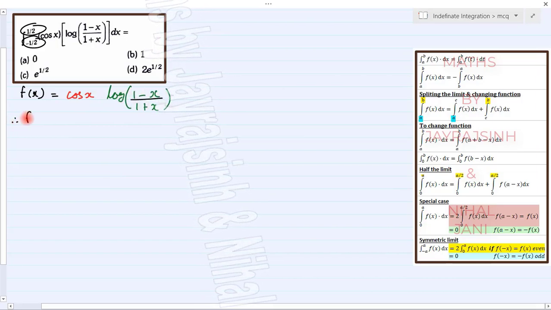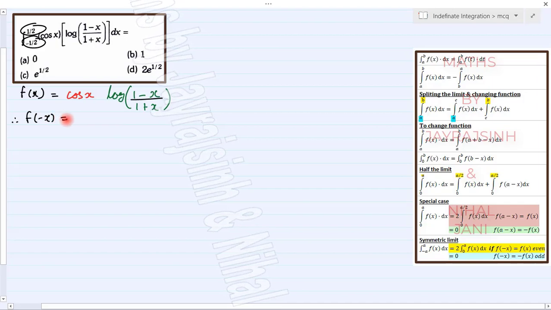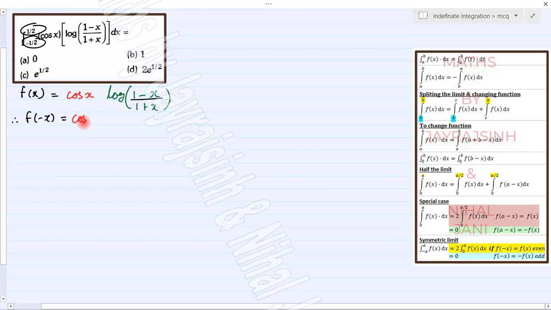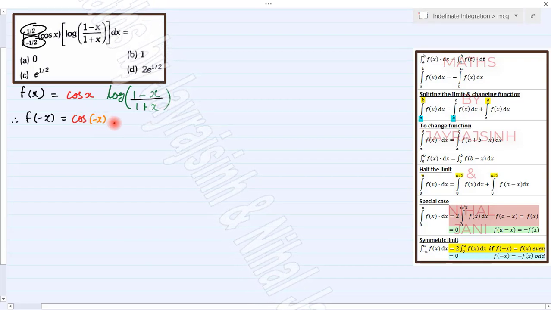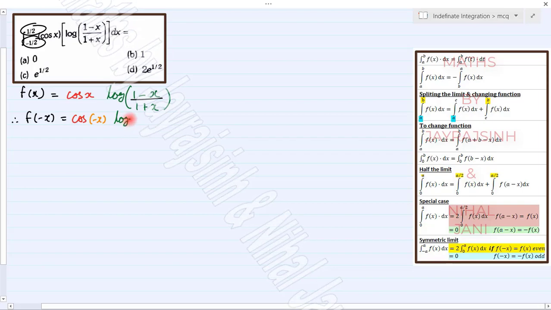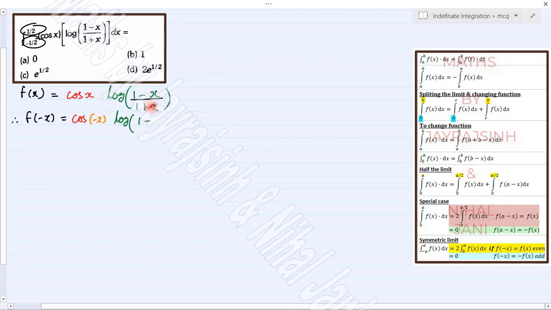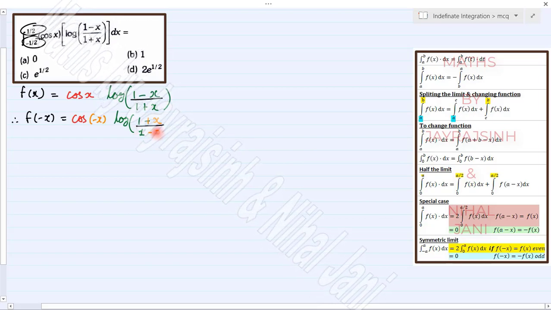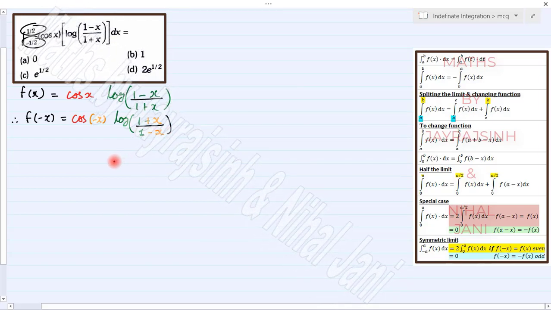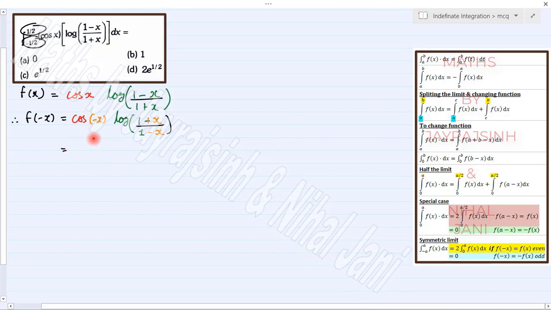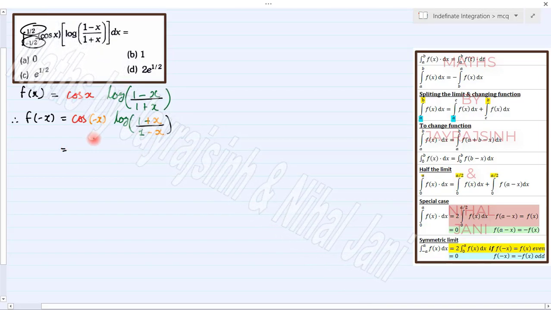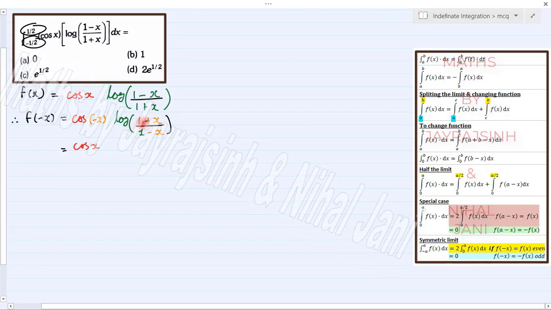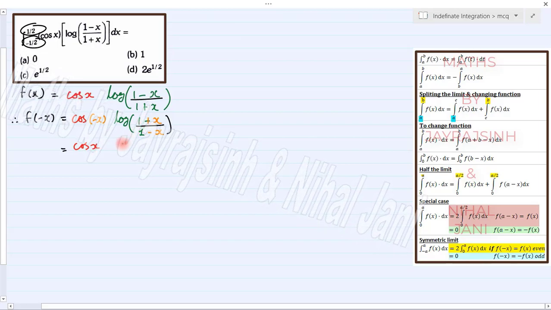Now, let's try to get f of minus x. We have to replace your x by minus x. So we will get cos of minus x and log of (1 minus minus x), or we can say 1 plus x, upon (1 plus minus x), or we can say 1 minus x. Now, we know that cos is an even function, so cos of minus x will be cos of x. And here we need the reciprocal of (1 plus x) upon (1 minus x).